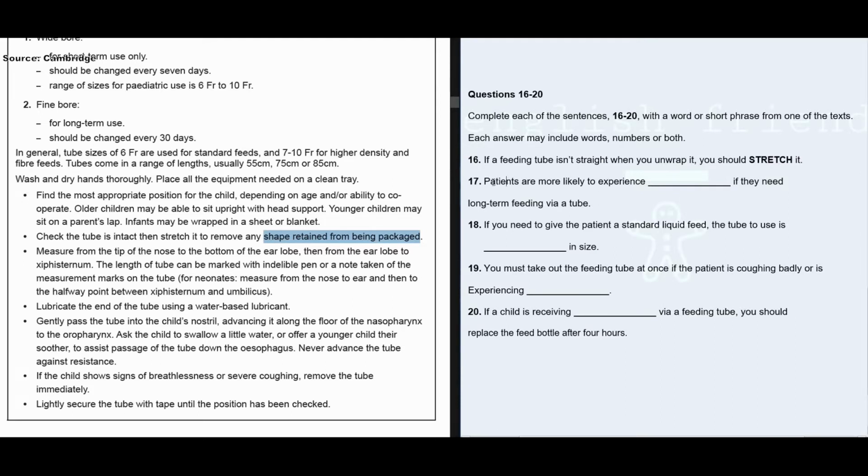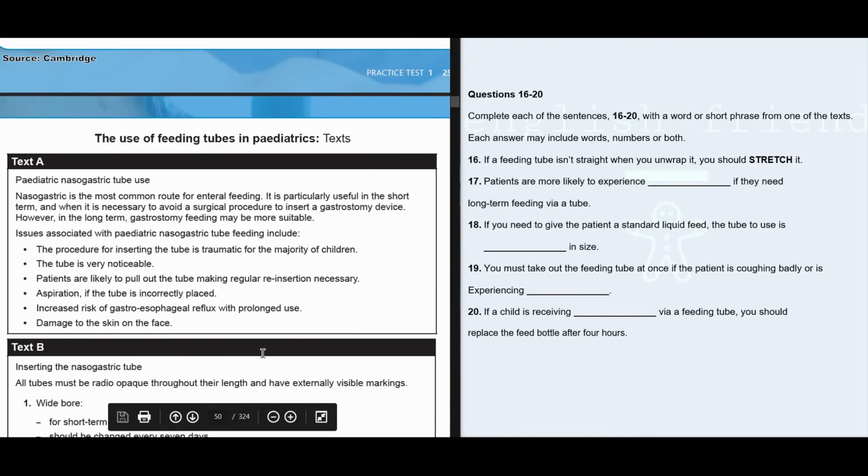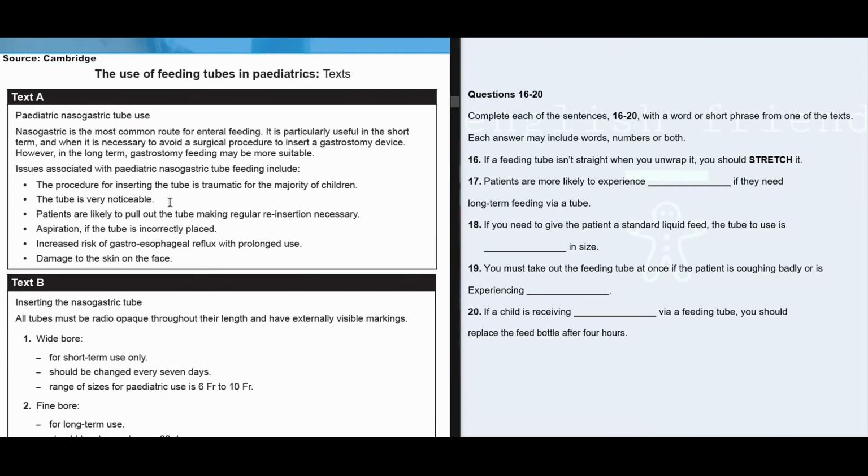Question number 17. Patients are more likely to experience dash if they need long-term feeding via a tube. This information can be found in the first text where they are dealing with the risks associated with nasogastric tube feeding. Here in the second last point, you may see increased risk of gastroesophageal reflux with prolonged use, which is mentioned in the question as long-term feeding, but in other words, prolonged use of a tube. So the answer is gastroesophageal.